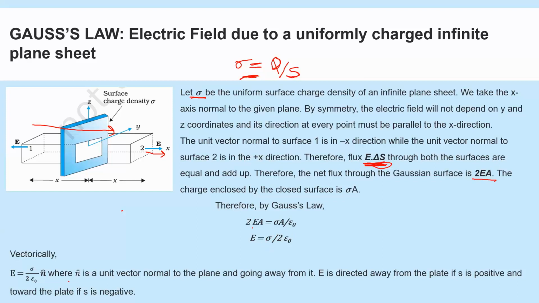Now if you want to represent it in vector form, you are going to include the unit vector that is normal to the plane, going away from the plane. Over here you can see that E is directed away from the plate if sigma is positive, and if sigma is negative, then the direction of the electric field E is going to be towards the plate.